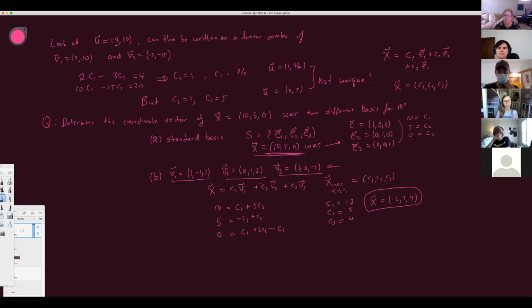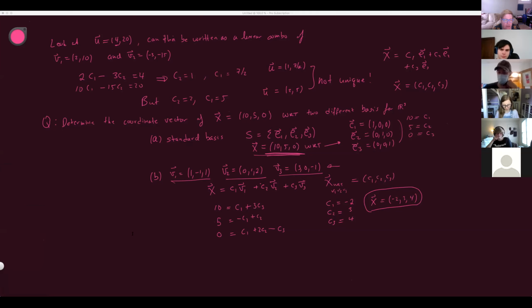Okay, first, as an aside, let's look at solving this using matrix multiplication.